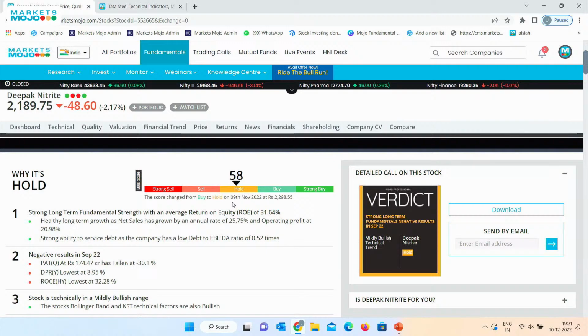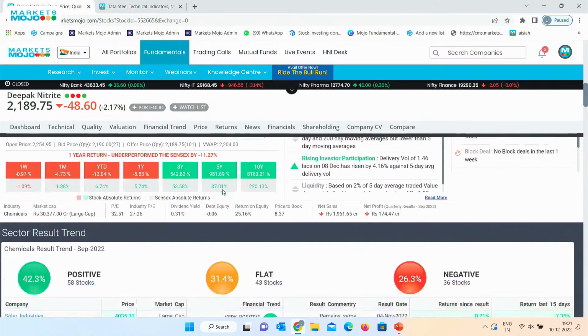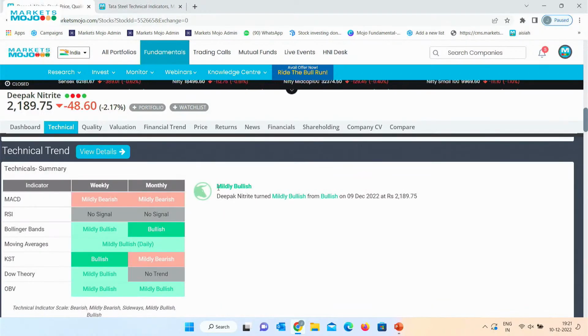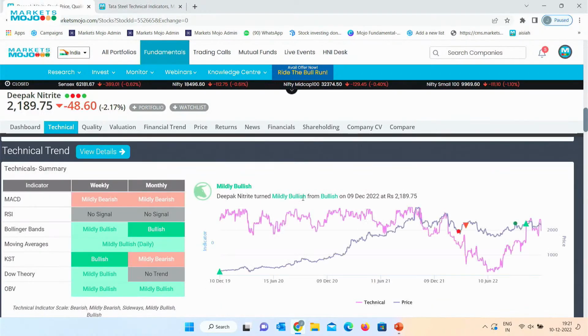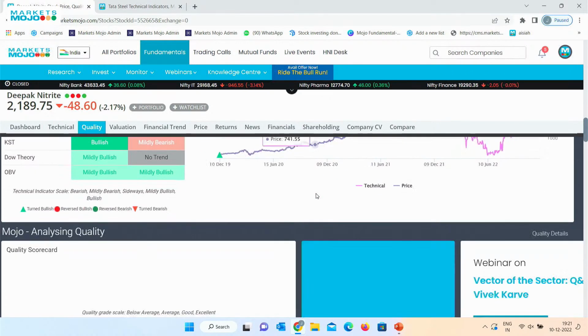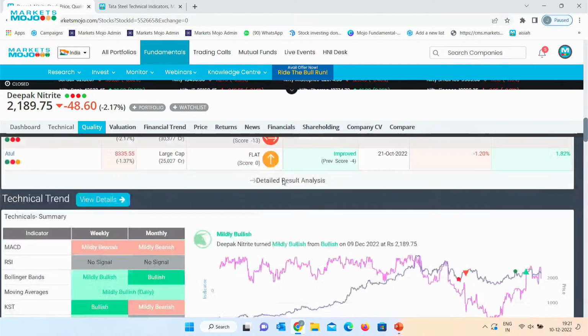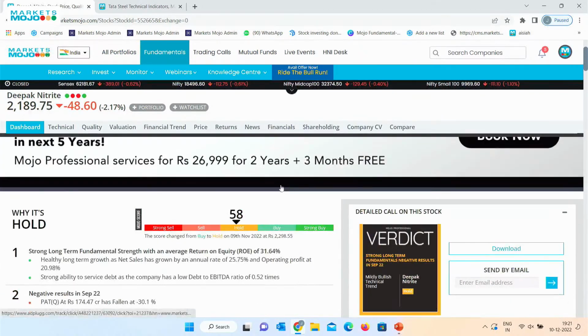First negative point, score has actually changed from buy to hold. It's 1 negative point over here. You can go down and see the technical trend as well. Okay, even another negative point over here, company turned mildly bullish from bullish. So 2 negative points straight up front. Okay, and if you see this, the final score is actually showing at 58.